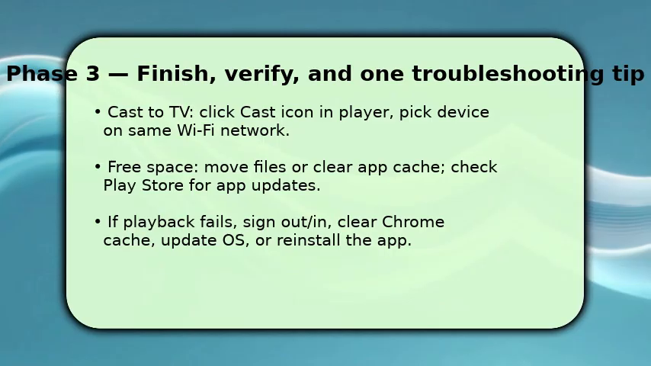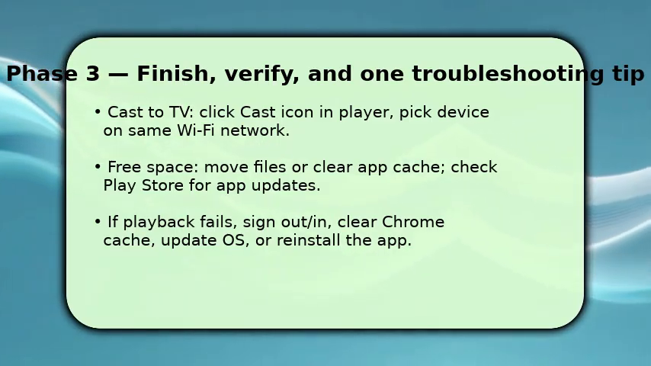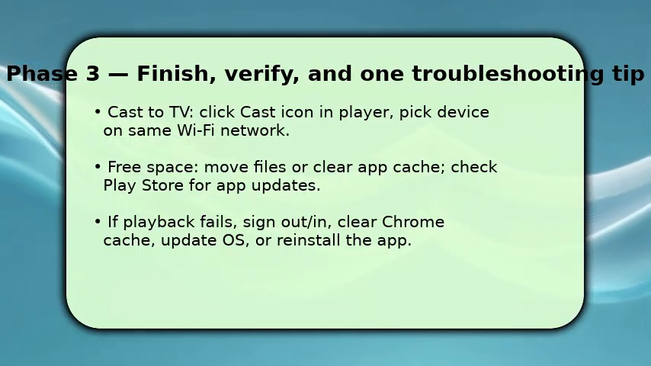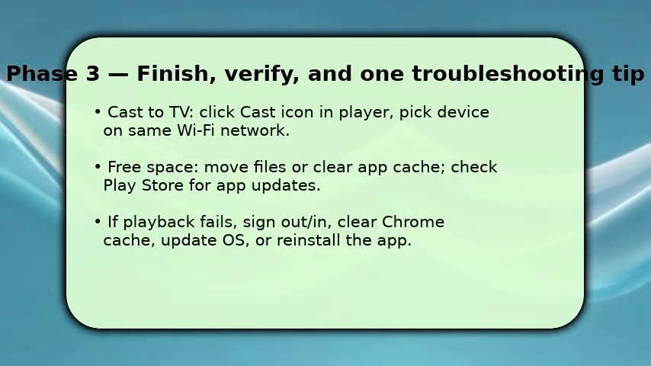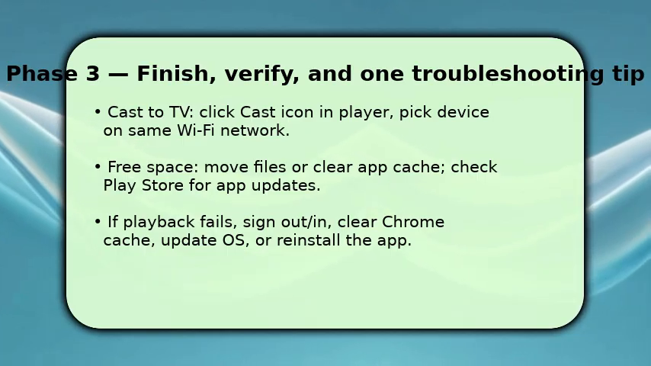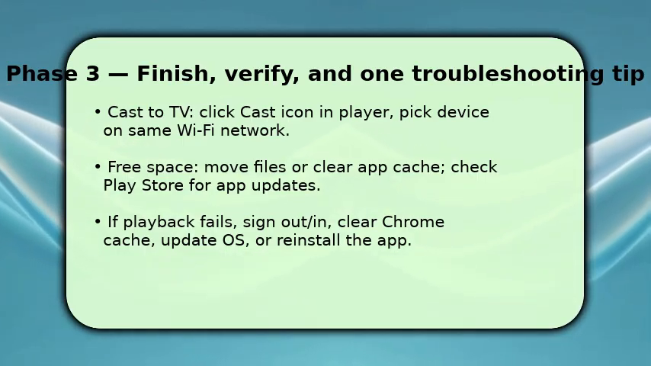If something goes wrong, first sign out and sign back in, then clear Chrome's cache and cookies. If playback still fails, update Chrome OS or reinstall the YouTube app. That usually resolves permission glitches and playback errors quickly.